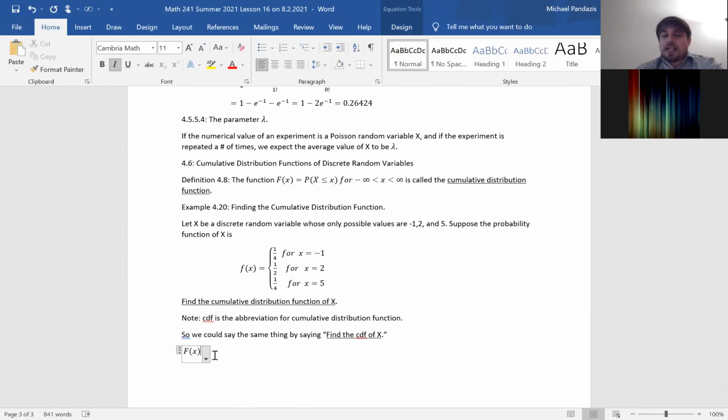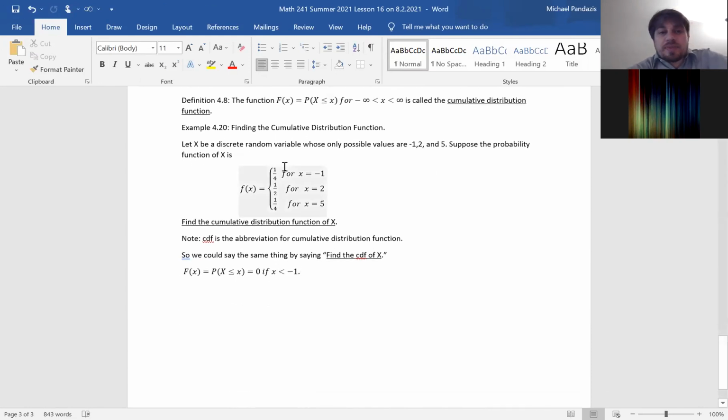So capital F of X is equal to the probability that capital X is at most some fixed little x. And this is equal to zero if little x is less than negative one. The only values of capital X that have positive probability are negative one, two, and five. There's no chance of capital X having a value other than negative one, two, or five. And so the probability that capital X is less than negative one is zero. There's no chance that capital X is less than negative one.